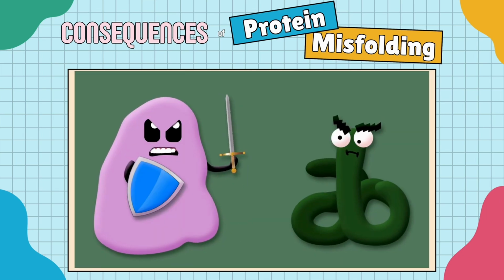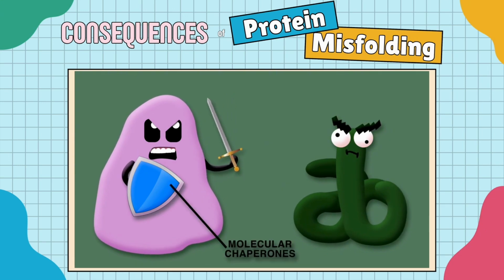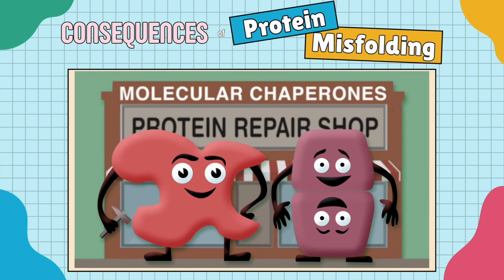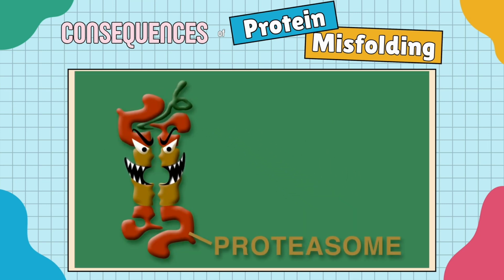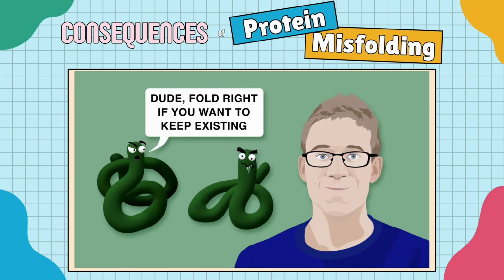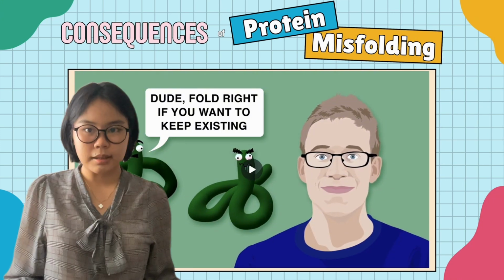The cell has two lines of defense against the formation of these dangerous misfolded proteins: molecular chaperones and the proteasome. Molecular chaperones help proteins fold correctly, while the proteasome destroys misfolded proteins through proteolysis. The molecular chaperones and proteasomes compete over these proteins. The longer a protein remains misfolded, either because chaperones haven't reached it or because they haven't succeeded in fixing it, the more likely it is that a proteasome will degrade it.